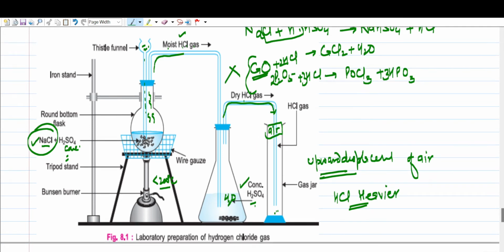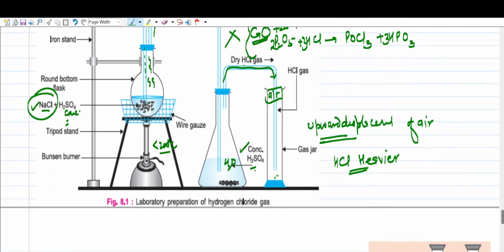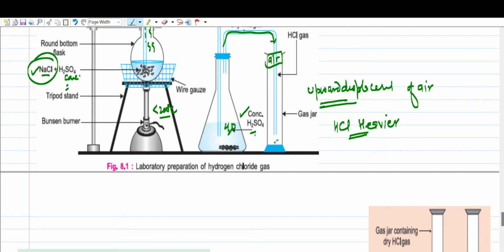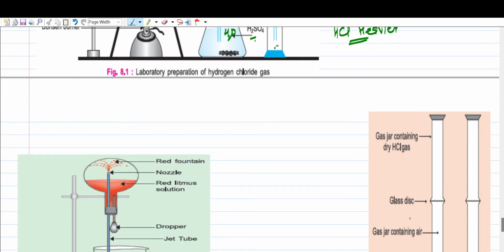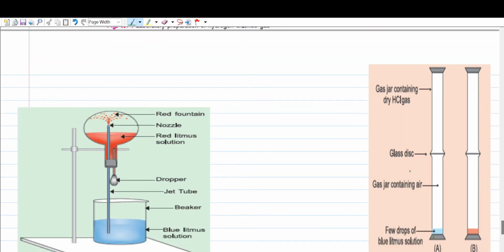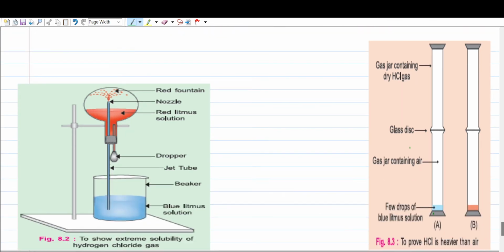So, physical properties: it is a colorless gas. It has a pungent smell and it chokes you if you smell it. Since it is an acidic gas, it is sour in taste.